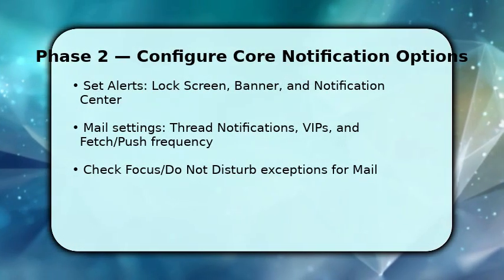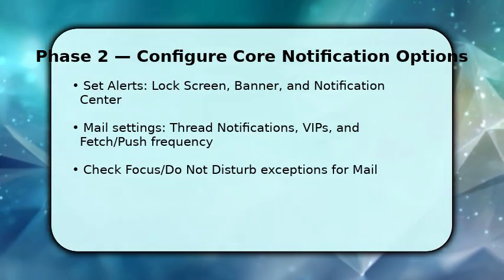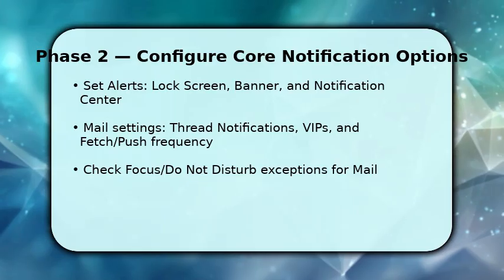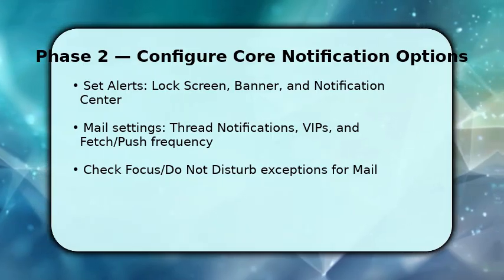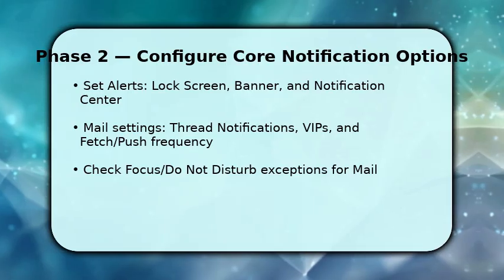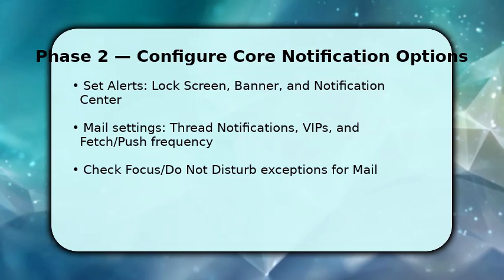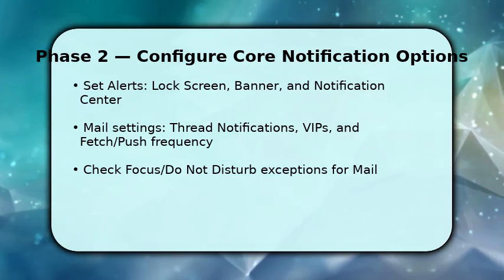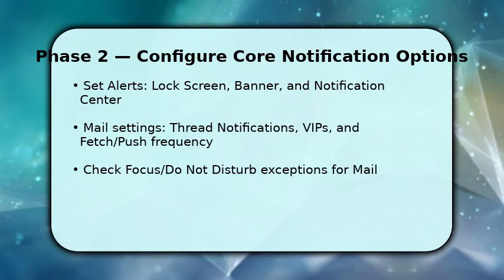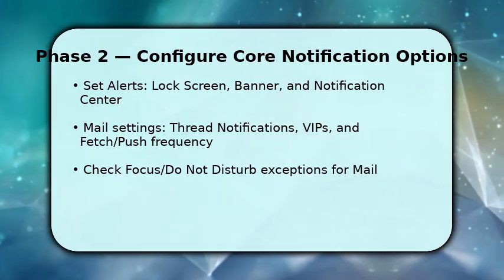Now configure how iCloud Mail notifies you. In Settings > Notifications > Mail, select your iCloud account, enable Lock Screen, Banners, and Notification Center. Then open Settings > Mail > Accounts > Fetch New Data, and choose Push if available or a short fetch interval for faster alerts.